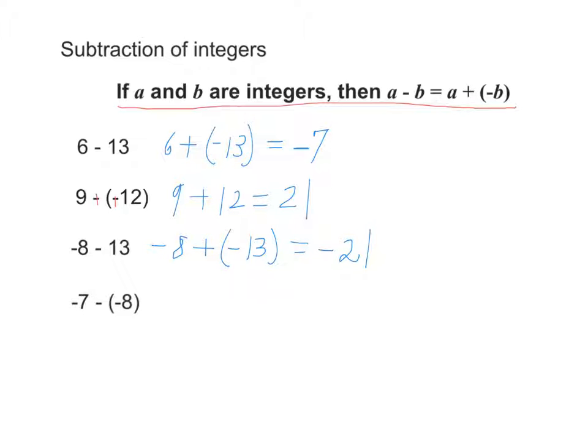The last problem also has two negatives, so I'm going to go ahead and change that to a plus and rewrite it as -7 plus 8. This is like the very first problem where one of the numbers is positive and one of the numbers is negative. So I'll subtract them. 8 minus 7. The larger number is positive, so I'll leave it as a +1.